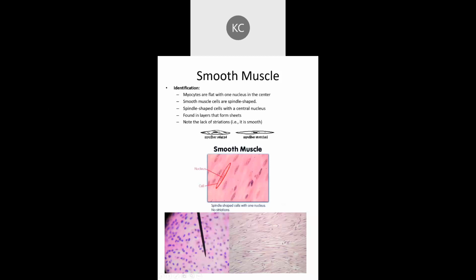And again, this is a smooth, non-striated muscle tissue. This is also involuntarily controlled. So like cardiac muscle, we do not have the conscious control over smooth muscle contraction. Okay. So you find smooth muscle lining hollow tubes.